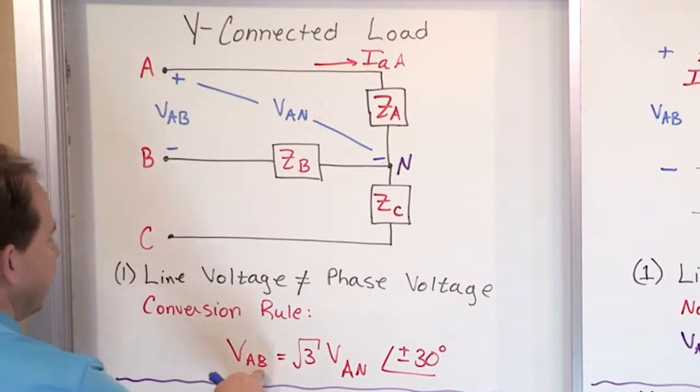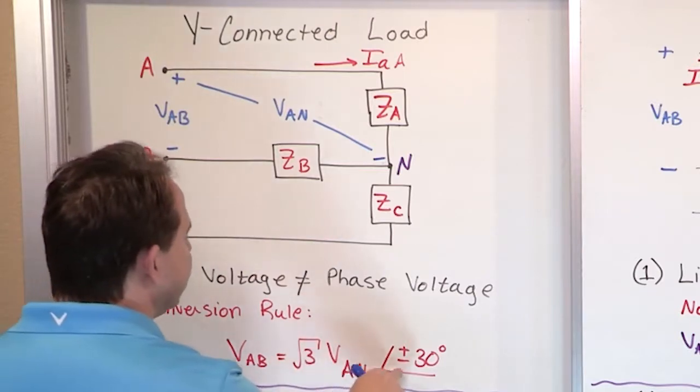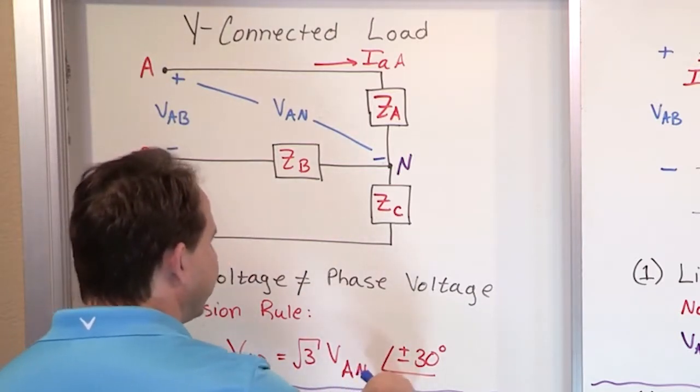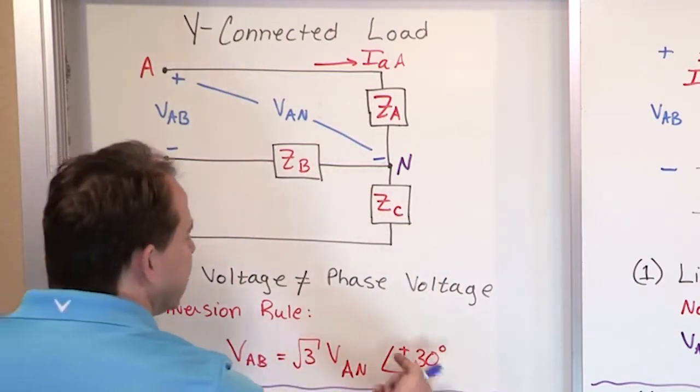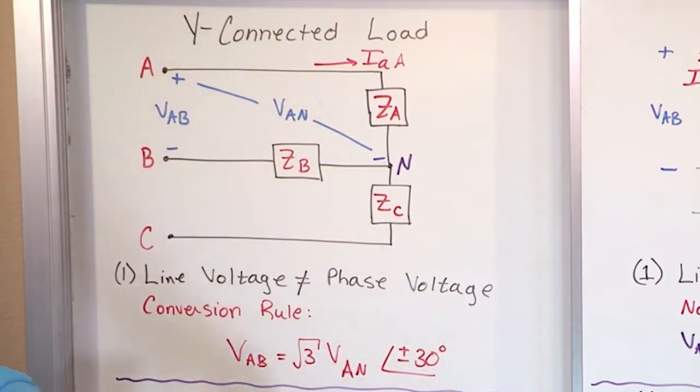The line voltage is equal to square root of 3 times the phase voltage times this plus or minus 30-degree phase shift. We choose the top sign for positive phase sequence, the negative sign for the negative phase sequence. We've used this for dozens of problems before.